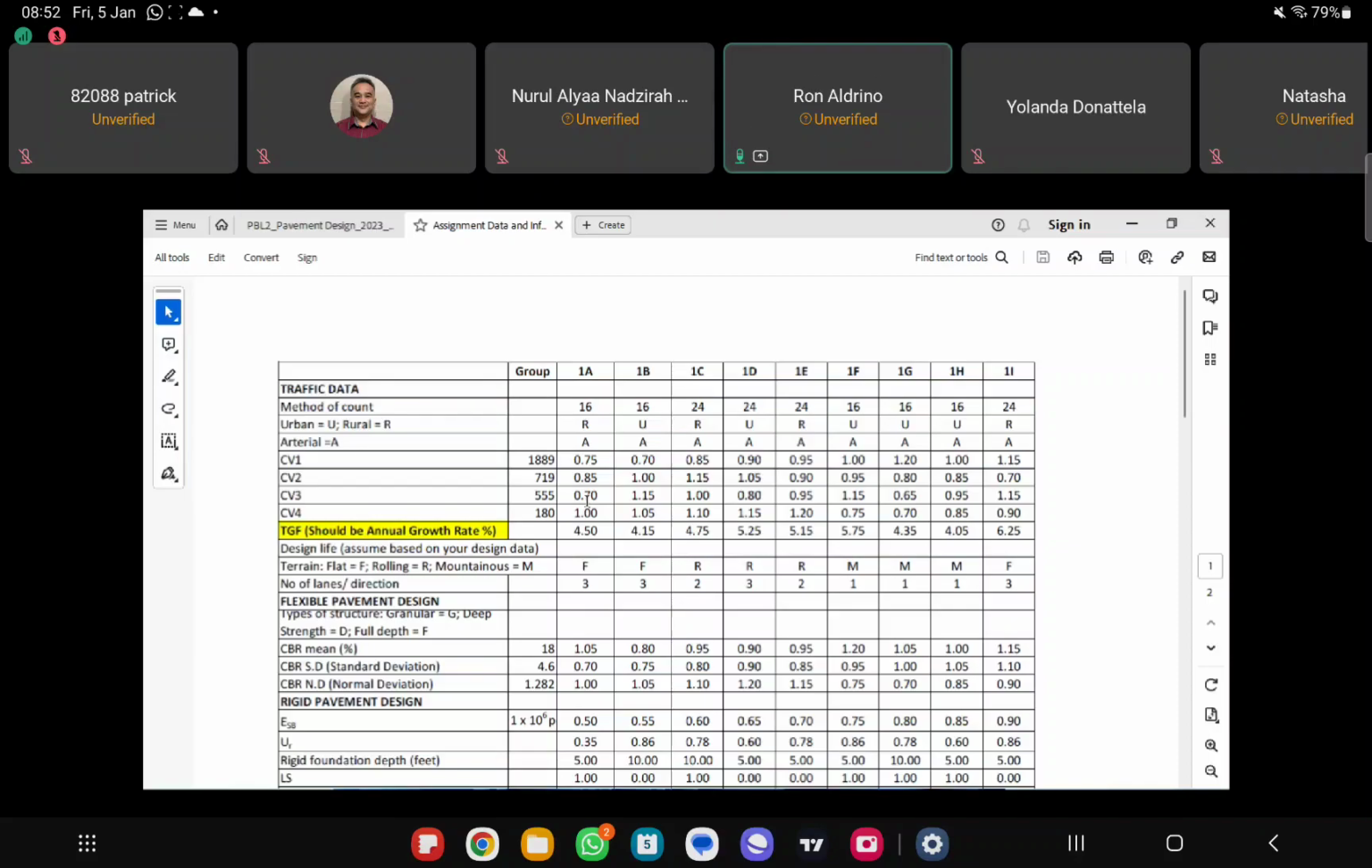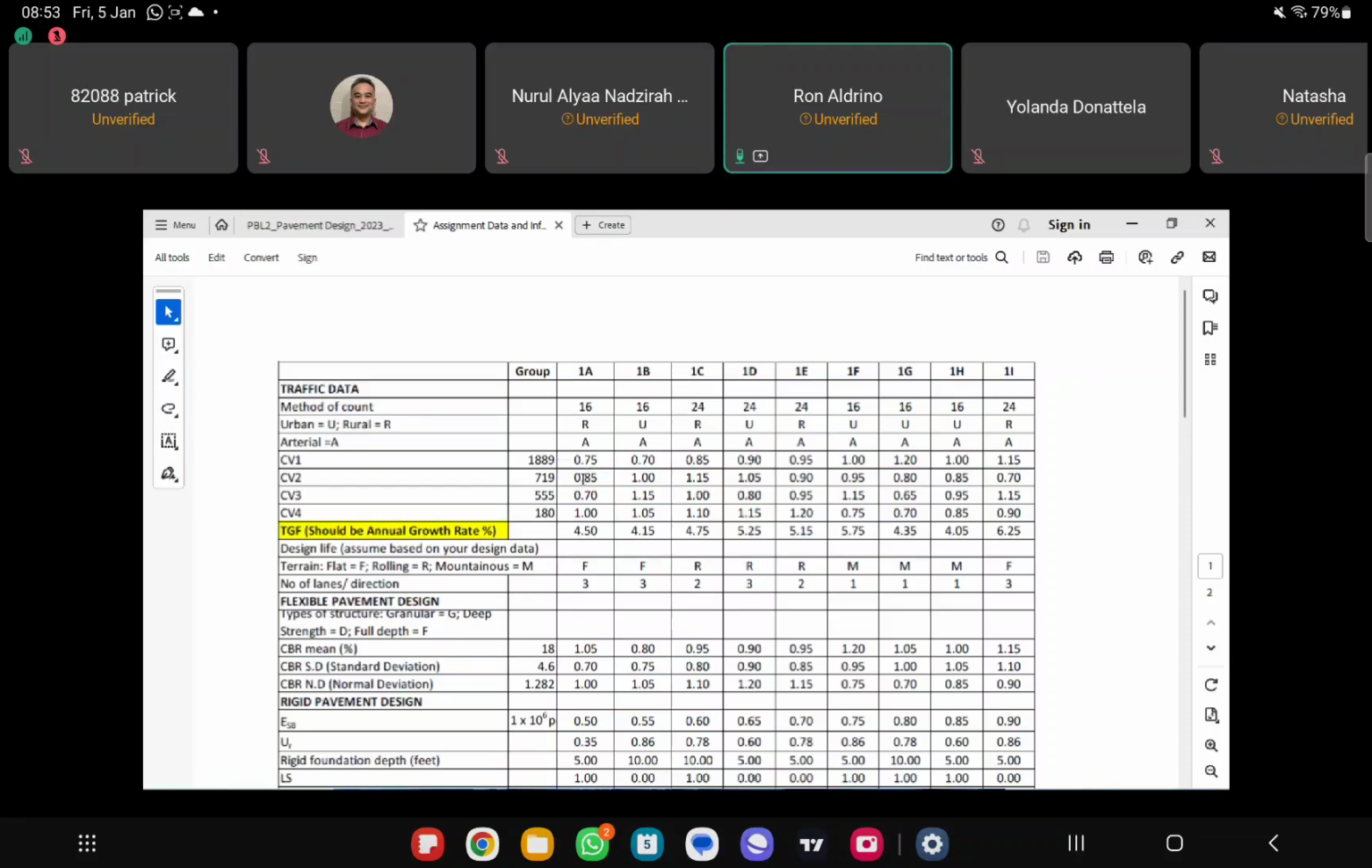The actual traffic data is very simple. For group 1, as you know, CV1 is passenger cars, CV2 is all these categories. If you do not know, please check your slides as well as the manual. So for group 1A, in order to find out your actual CV1, category 1, you have to multiply by 0.75. 1889 times 0.75.